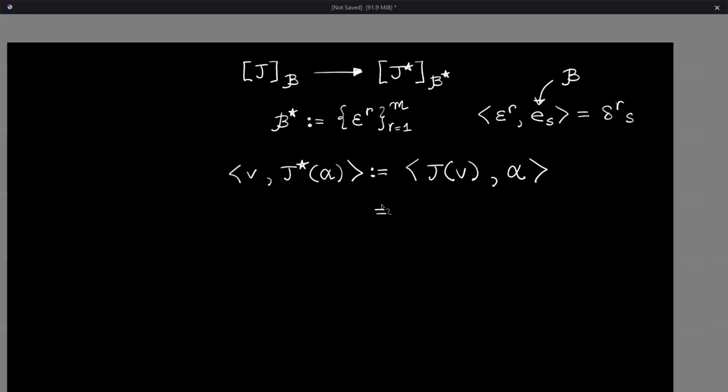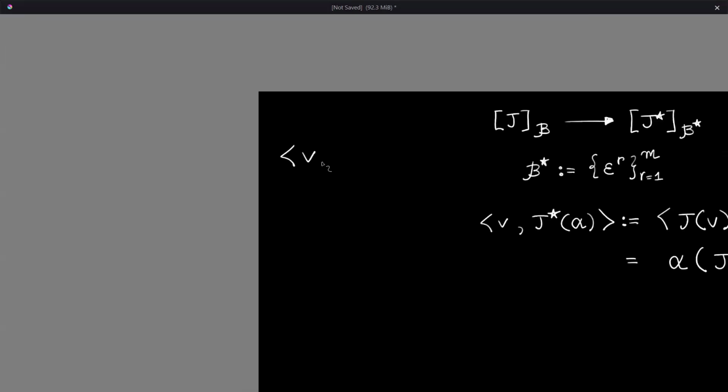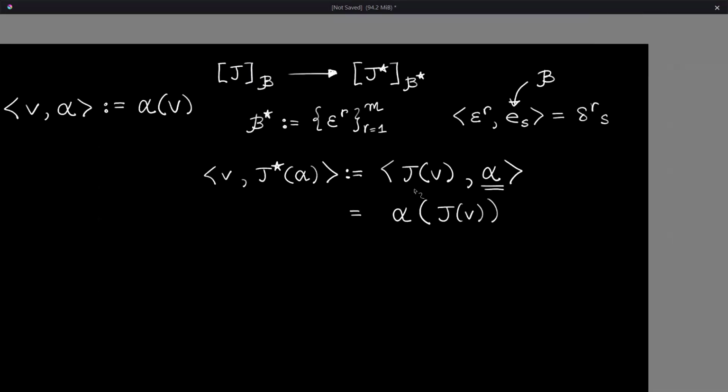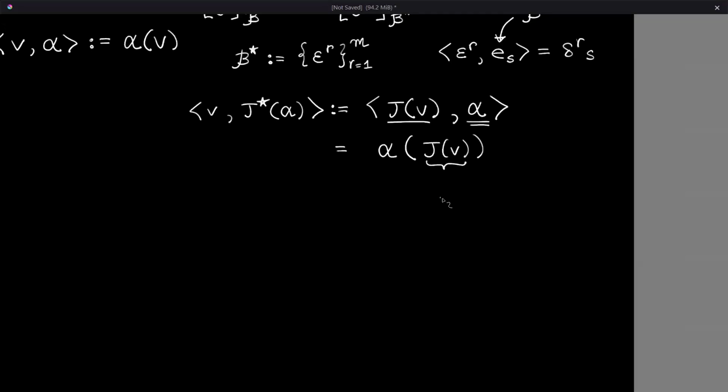So we know that this inner product is equivalent to alpha acting on J acting on V. Just in general, if we have an inner product of this type, then this is equivalent to saying that this is alpha acting on V. In this case, alpha is the same, but J is going to take V and spit out another vector. Whatever vector is the result of that, that's what we're plugging into alpha. So you could also think of this as alpha after J of V.